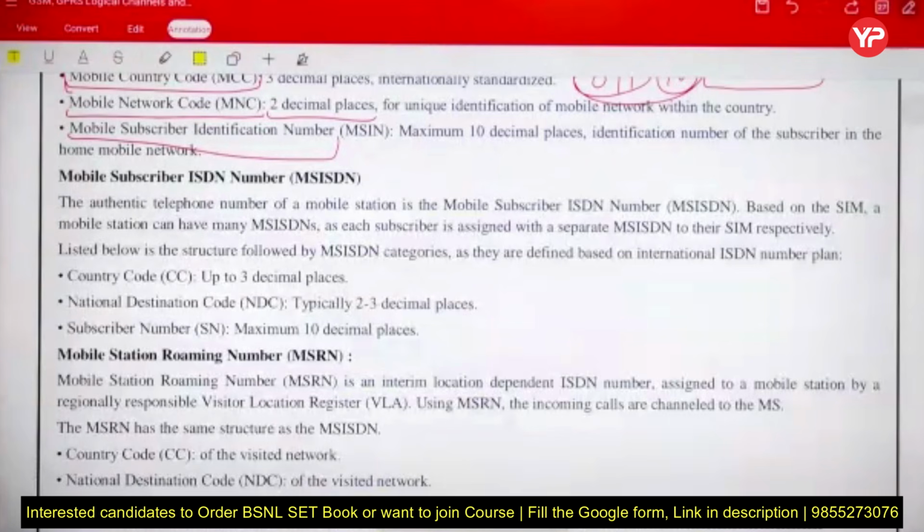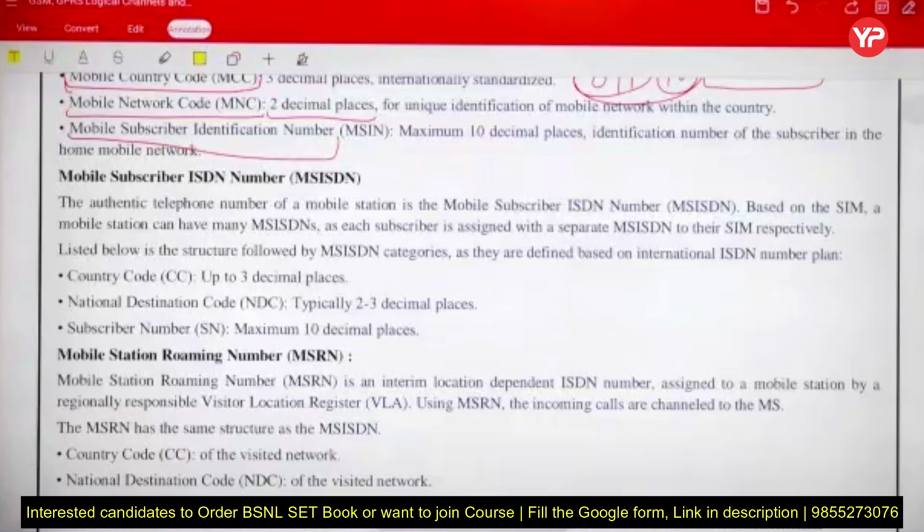Next one is the mobile station roaming number. In GSM, the mobile station roaming number was different from the previous numbers, right? But currently we are using the same.